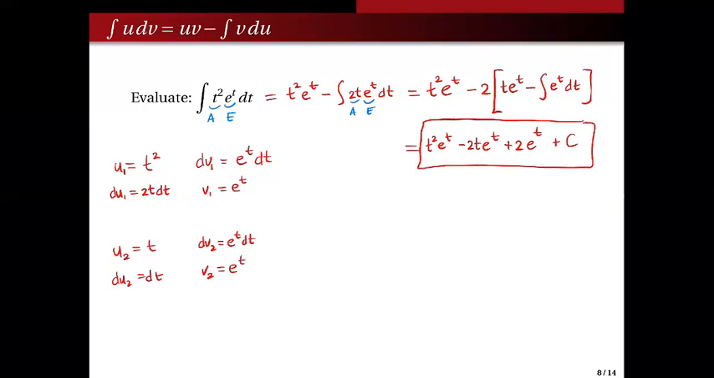Questions so far? Yes, sir. So the reason you used u1 and u2 is because the second integral is still too complicated. Yes, it's still quote unquote complicated, but it's less complicated compared to this guy. And that's the reason why we thought maybe integration by parts can still be used. All right, thank you. You're welcome. Other questions?